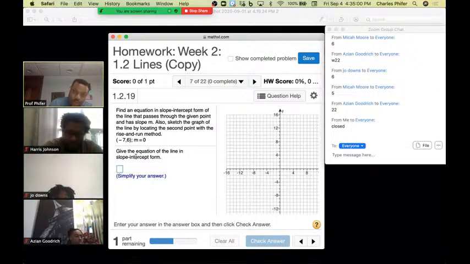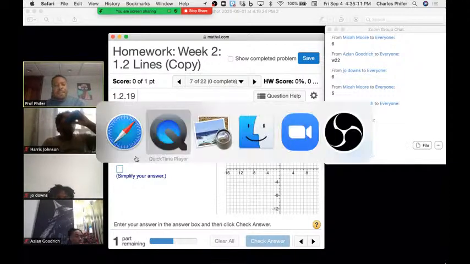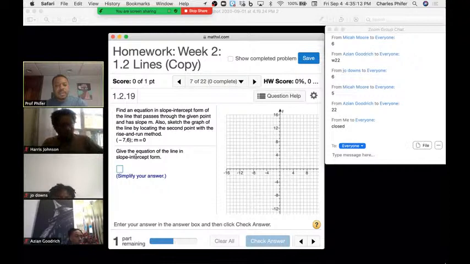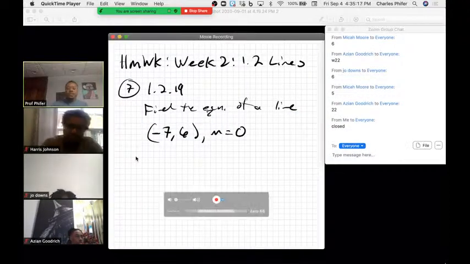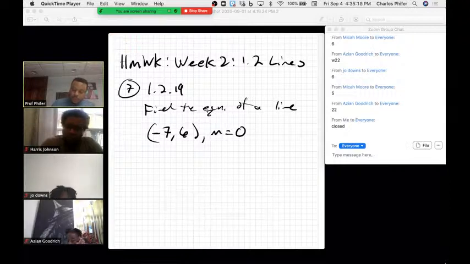Through this point, -7, 6, and the slope is 0. Okay? What does it say? Give the equation of the line. So find the equation of a line through this point with this slope. Are there any requests on the technique?